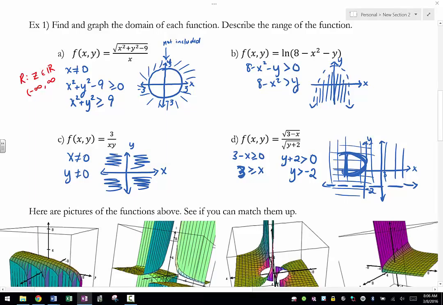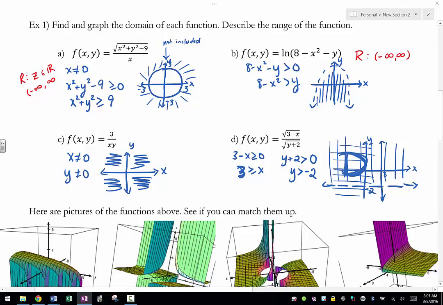And then if we look at b here, I think about the range of a typical ln function. An ln function goes from negative infinity to infinity. And if I think about this one, do I think I can get everything? Well, can I get very low numbers close to 0? Yep, I can. And can I get very high numbers? Let's see. Well, I'm subtracting x squared, which is always going to be positive, but I'm also subtracting y. So if y is substantially negative, I can get very high numbers. It looks like here that my range is all real numbers as well.